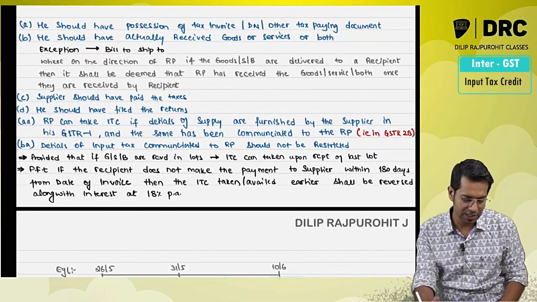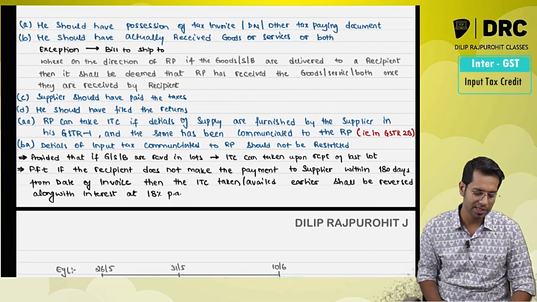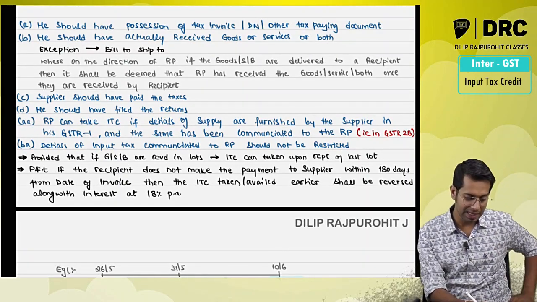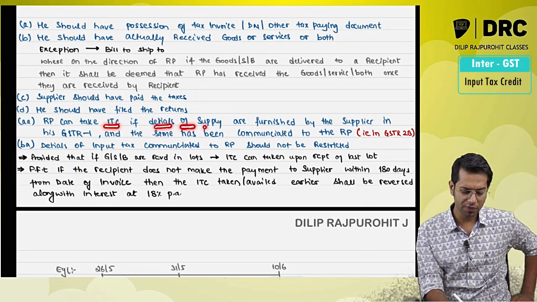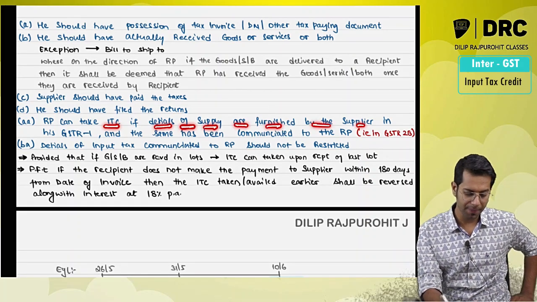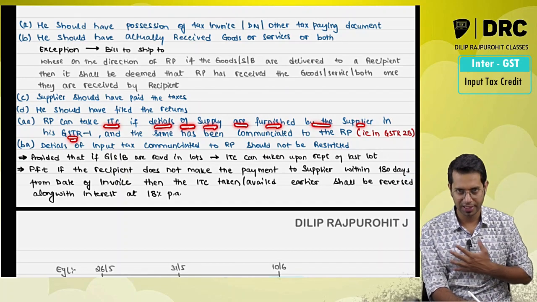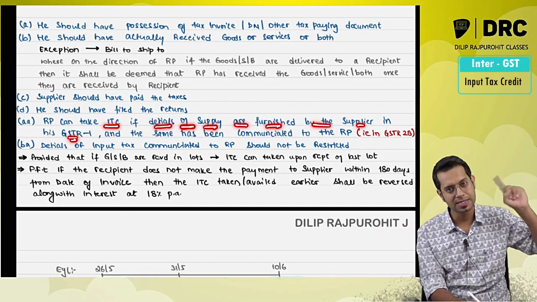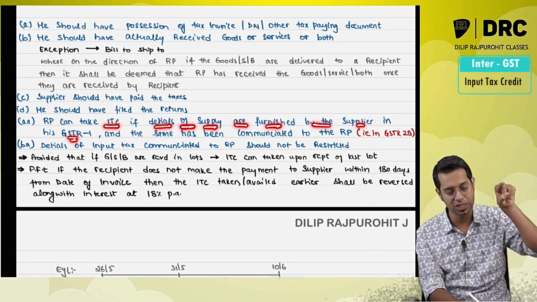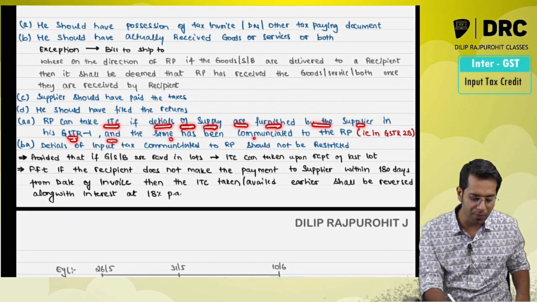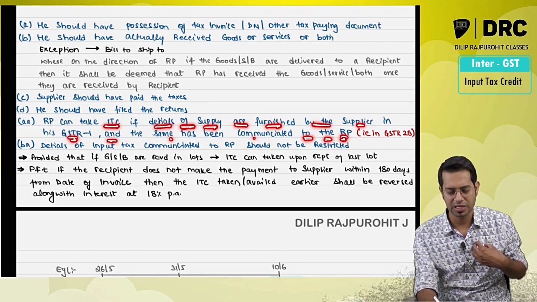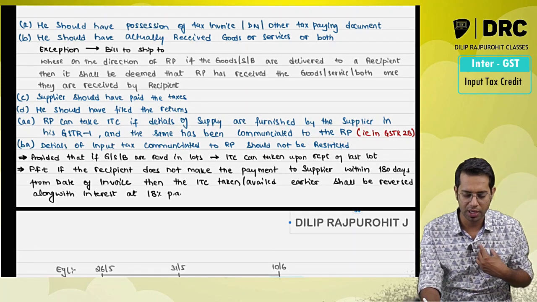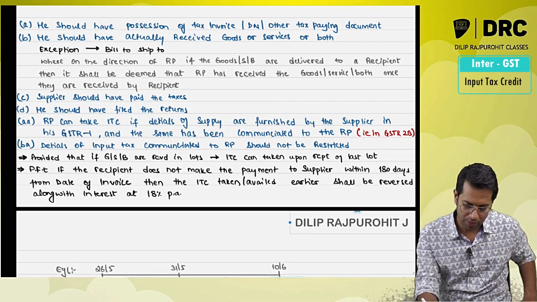So this is the new condition which is added. What is that condition saying, sir? A registered person can take input tax credit if the details of the invoice are furnished by the supplier in his GSTR 1, and the same is communicated to the registered person. Where will it be communicated, sir? In GSTR 2B.